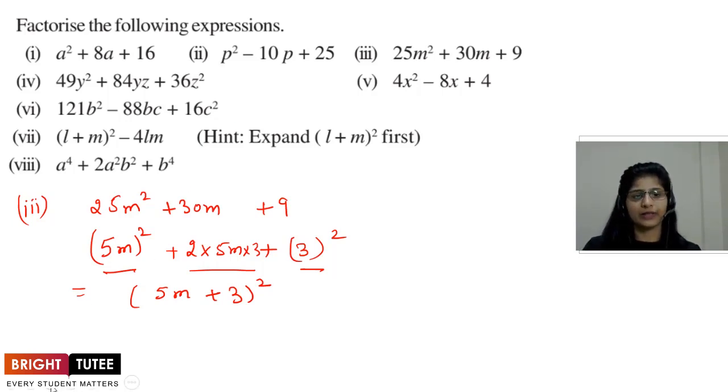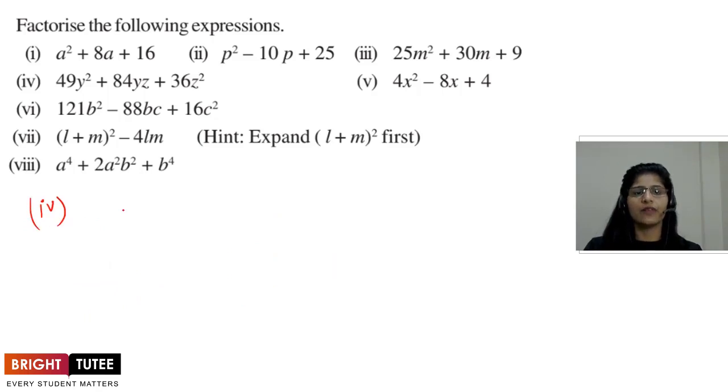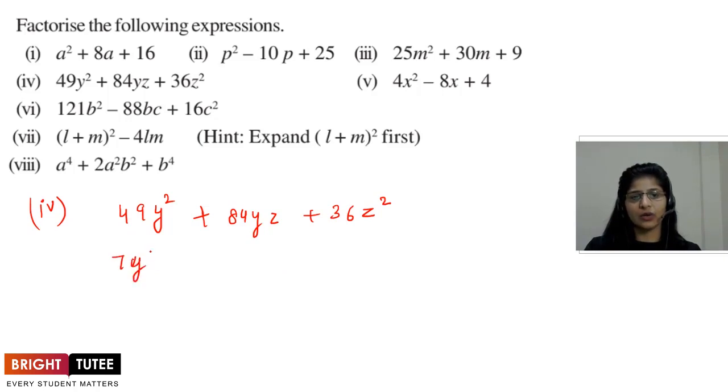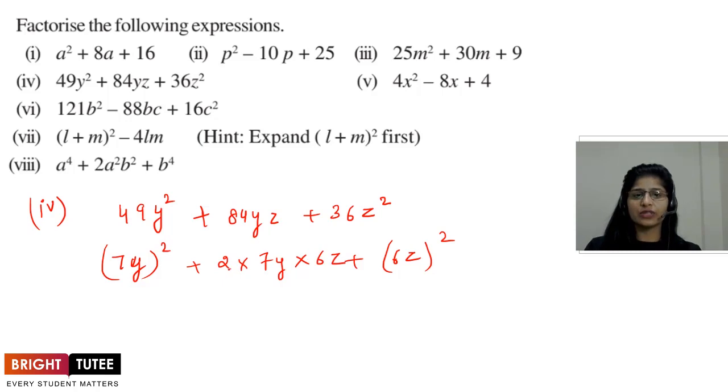Now let us try the fourth part. In the fourth part of the question, we are given 49y square plus 84yz plus 36z square. Correct? 49 is the square of 7, so 7y whole square, and here 6z whole square. Clear? And here 2 into 7y, so 2 sevens are 14y, into 6z. Do we get 84? Just to see, 7 sixes are 42, 42 into 2 is 84. Yes, we are getting 84yz from here.